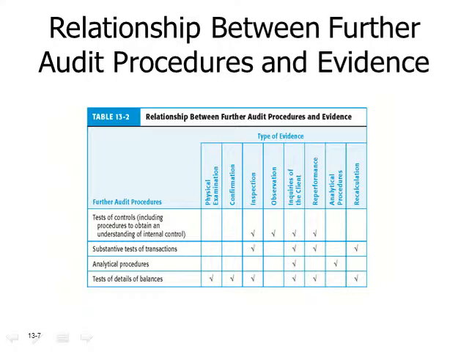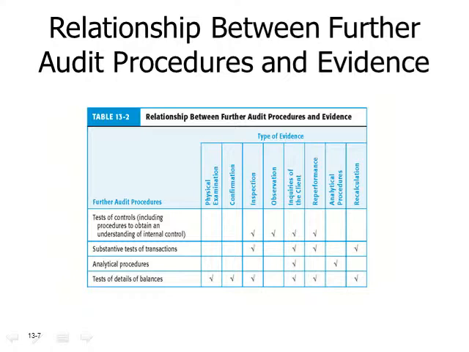This table is meant to provide an illustration of the relationship between audit procedures and evidence. The further audit procedures down the left-hand side of the table we just talked about, and these are the tests of controls, substantive tests of transactions, analytical procedures, and tests of details of balance. So how do we apply those tests to classes of transactions or account balances? We apply those through the use of various types of evidence.